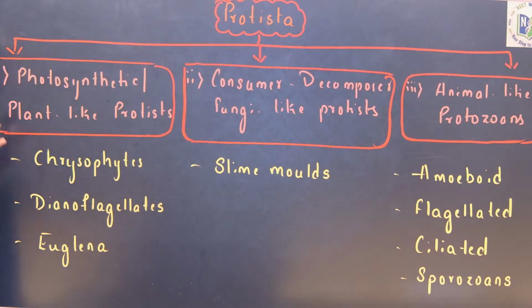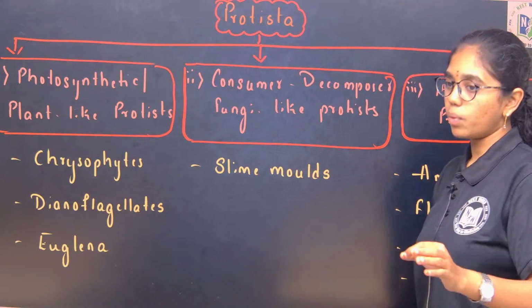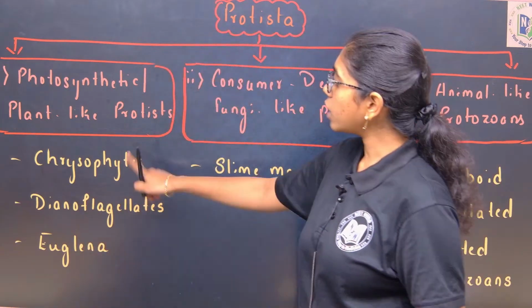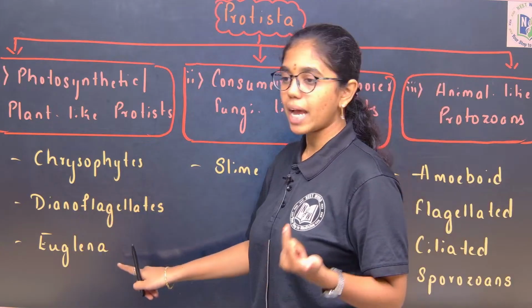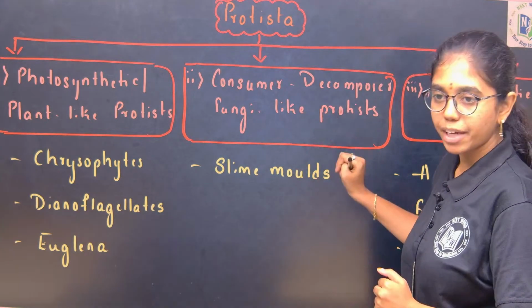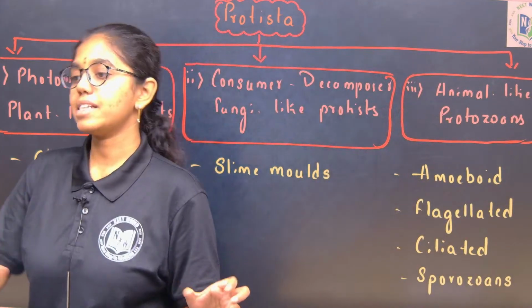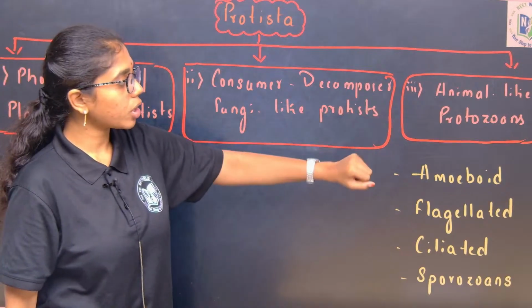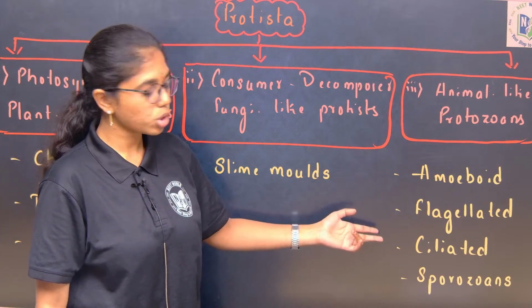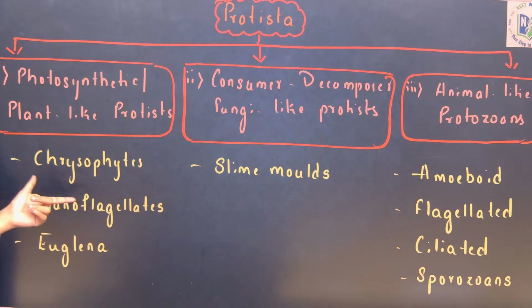Next, we will look into the classification of Protista. As we have discussed, first is photosynthetic or plant like protists, which have a cell wall, and they conduct autotrophic mode of nutrition except euglenoids, which have mixotrophic nutrition. This includes chrysophytes, dinoflagellates and euglenoids. Next, consumer decomposer type protists, which are fungi like protists, include slime molds. In slime molds we are going to learn about cellular slime molds and acellular slime molds. Then animal like protists or protozoans include amoeboid protozoans, flagellated protozoans, ciliated protozoans and non-motile sporozoans. You have got a basic idea of the framework of classification.